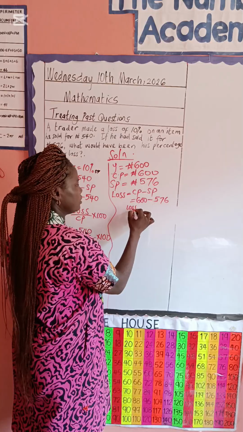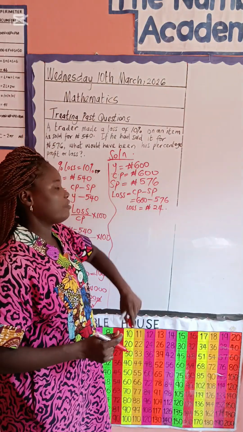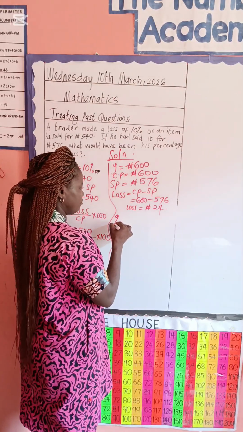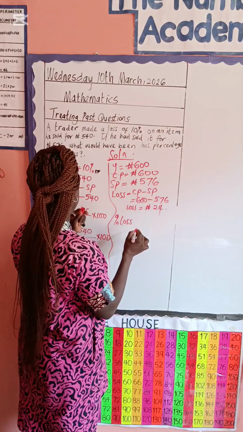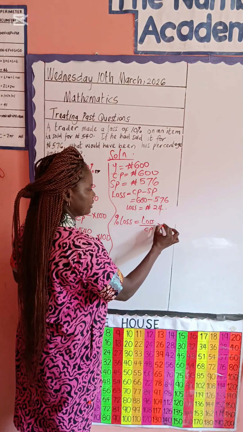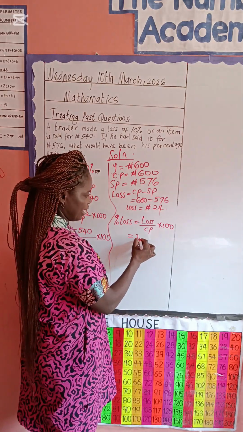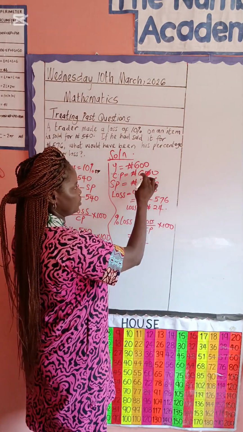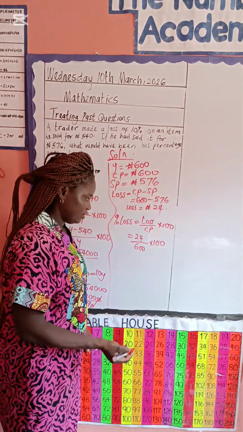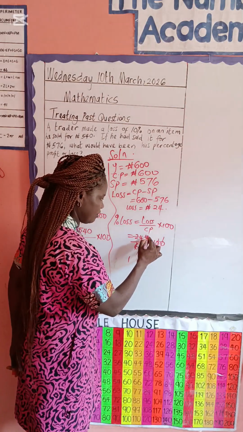His loss is how much? 24 naira. We are asked to find his percentage loss because he made a loss. So the formula for percentage loss, like I stated earlier, is loss divided by cost price times 100. So the loss is 24 naira divided by the cost price, which is 600 naira, times 100. 0 cancels 0, 0 cancels 0. 6 here 1, 6 here 4.